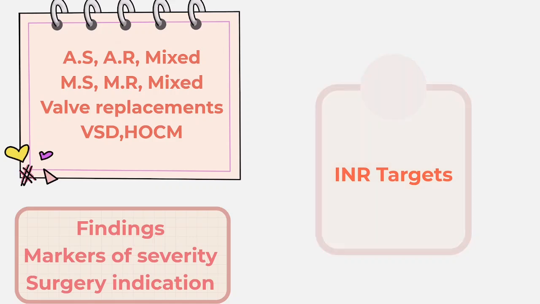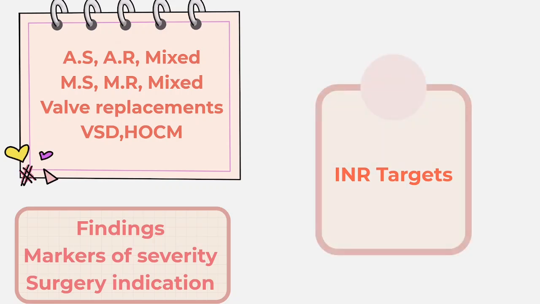So in the summary, you would revise the exam findings, how to investigate and how to manage the condition. Some common viva questions are the markers of severity and surgery indications or indications for valve replacement in some conditions. So a template of presentation for aortic stenosis is given on the channel. If you haven't watched that, you can go through it to get an idea. Also revise the INR targets in case of metallic valve replacements of aortic and mitral valves.